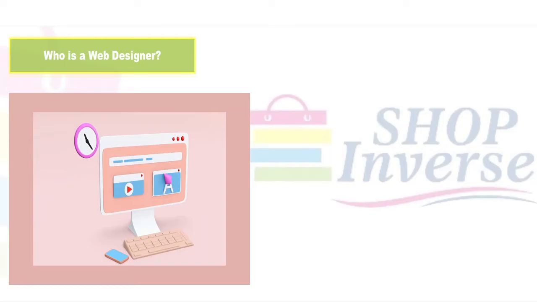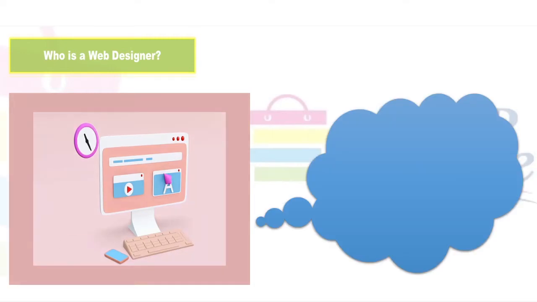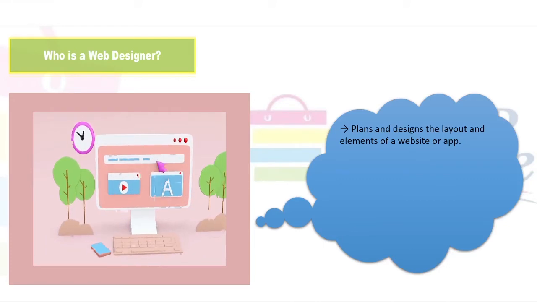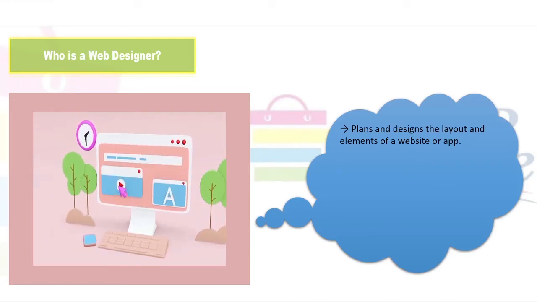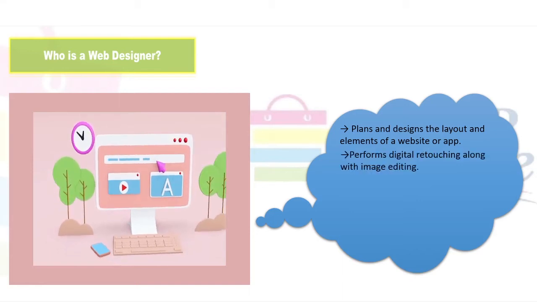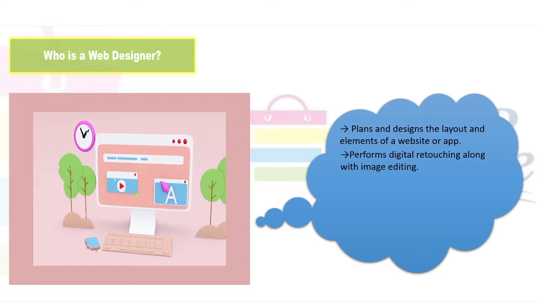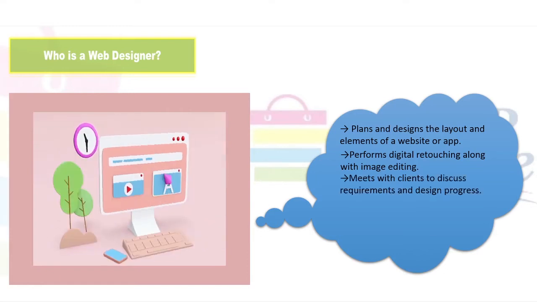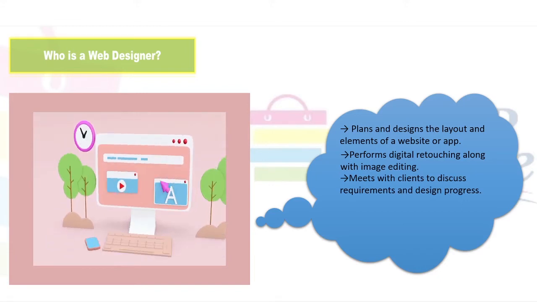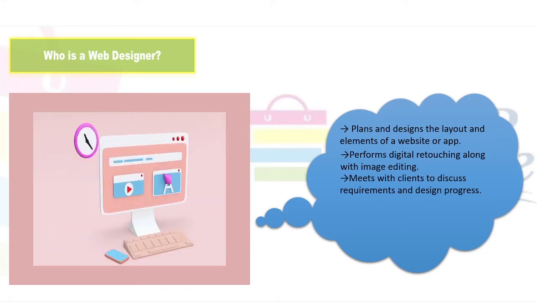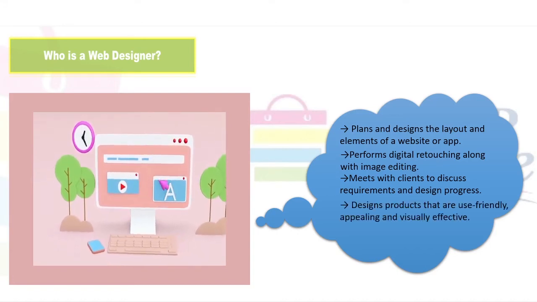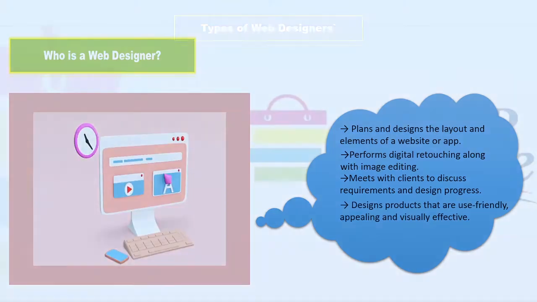So now, let's begin by understanding who exactly is a web designer. Now, a web designer is basically a graphic artist who is responsible for designing the layout, usability, and visual appearance of a website. He plans and designs the layout, adds elements to the website. He also performs digital retouching and image editing. Other responsibilities include meeting with clients to discuss requirements and also designing products that are user-friendly, appealing, and visually effective.